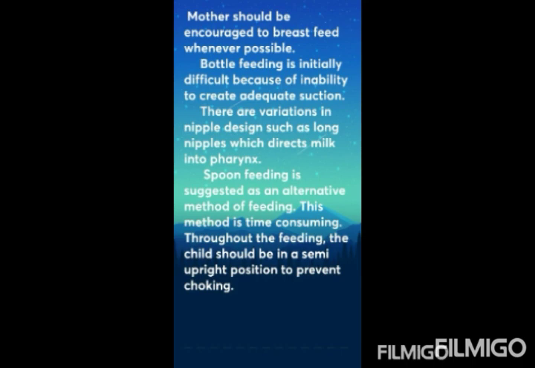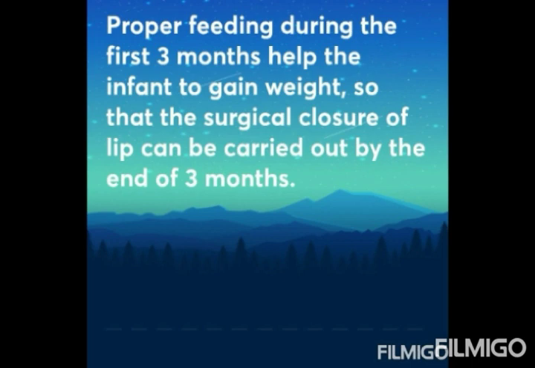There are variations in nipple design, such as long nipples which direct milk into the pharynx. Spoon feeding is suggested as an alternative method of feeding, but it is time consuming. Throughout the feeding, the child should be in a semi-upright position to prevent choking. It's very important that the child is positioned semi-upright.